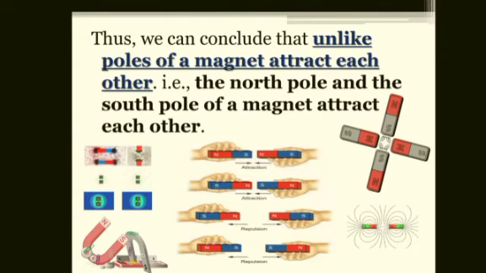So thus we can conclude that unlike poles of a magnet attract each other. That is, the north pole and the south pole of a magnet attract each other. So from this we understand that the unlike poles, that is, the north pole and the south pole of a magnet, attract each other.